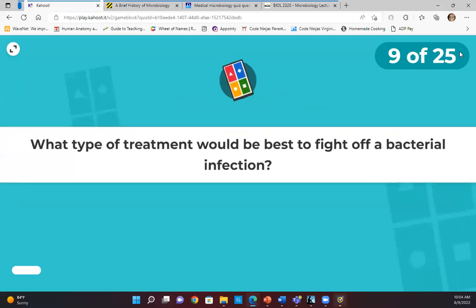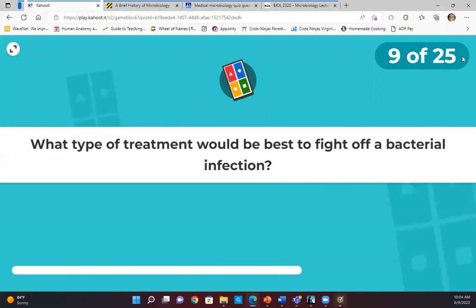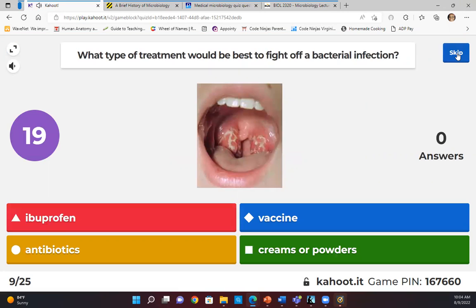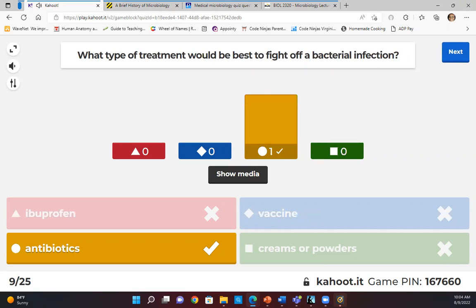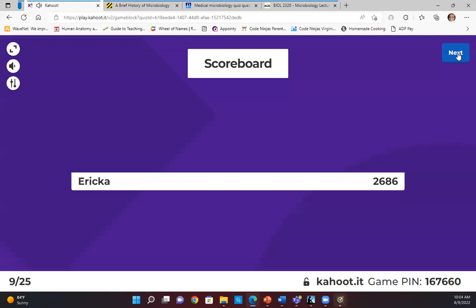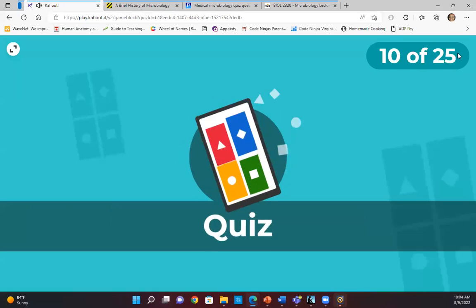Okay. Question 9. What type of treatment would be best to fight off a bacterial infection? Ibuprofen, vaccine, antibiotics, or creams or powders? Yes, that is correct. Antibiotics will fight off bacterial infections, okay? So antibiotics should only be given for bacterial infections.